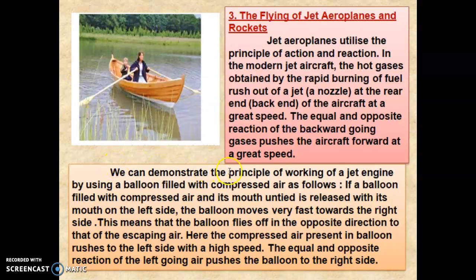We can demonstrate the principle of working of a jet engine by using a balloon filled with compressed air. If a balloon filled with compressed air is released with its mouth on the left side, the balloon moves very fast towards the right side. This means that the balloon flies off in the direction opposite to that of the escaping air. Here the compressed air present in the balloon rushes to the left-hand side with high speed, so the equal and opposite reaction of the left-going air pushes the balloon to the right side.